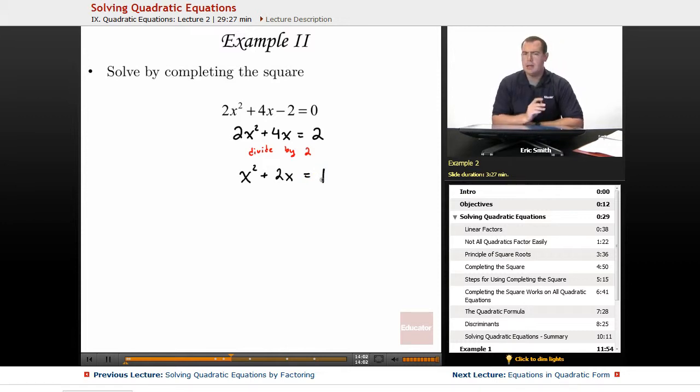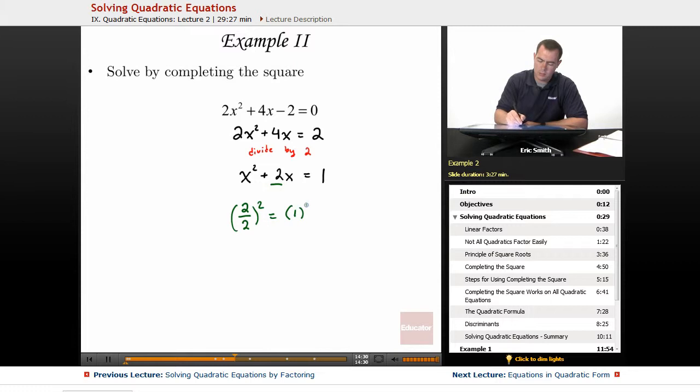Okay. Now comes the part where I need to add something to this quadratic so that it factors nicely. And the way we find out what this number is, we look at the term in front of x. So I have a 2. We're going to take that coefficient, divide it by 2, and square it. I often get a lot of questions like, should you always divide by 2 and square it? And the answer is yes, it's always divide by 2 and square it. So 2 divided by 2 is 1, and 1 squared is 1. So this number right over here is what I need to add to both sides of my equation.